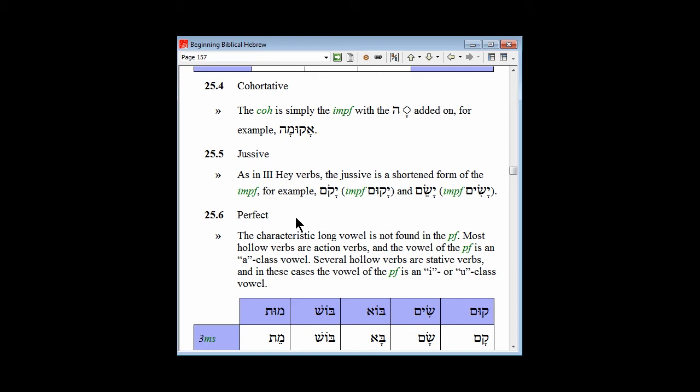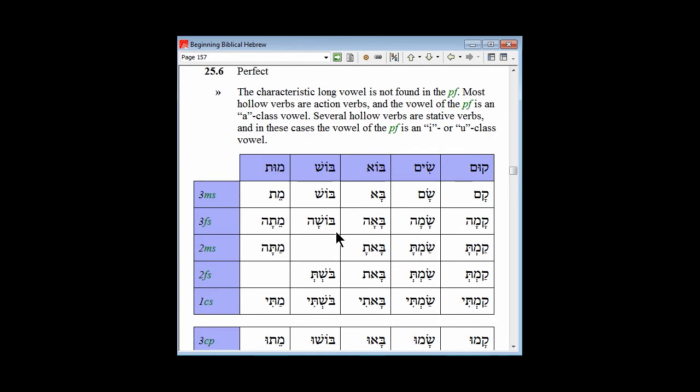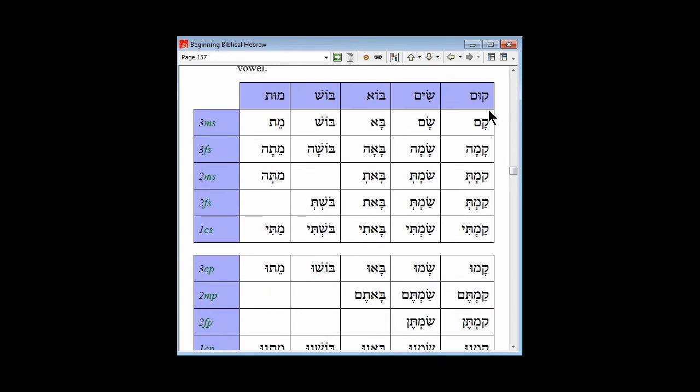So I think you'll be able to pick this out, what I'm going to show you here. In the perfect, you don't have the long vowel in the perfect forms. If you look here at the chart, we've got kum, sim, bo, bosh, mut. These are all hollow verbs, and you'll notice that we don't have the long vowel in any of the perfect forms, but all the perfect suffixes are the same.